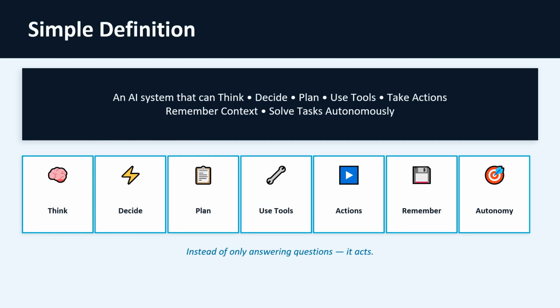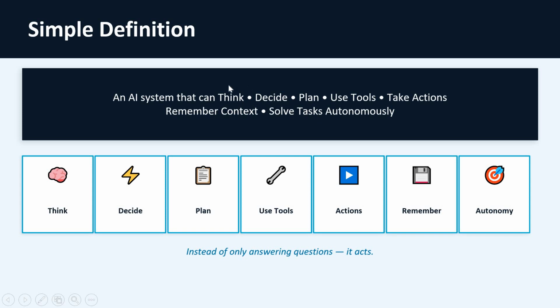Automation means that things happen automatically, right? So first understand the simple definition: an AI system that can think, decide, plan, use tools, take action, remember context, and solve tasks autonomously. These are the five or six points that we have. If you are making an application that should behave like Agentic AI, it should decide, plan, think, have tools, take action, remember the context, and solve tasks autonomously.